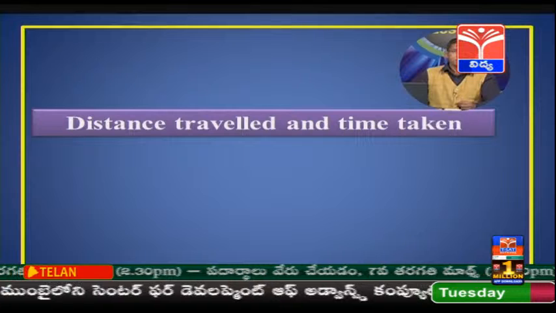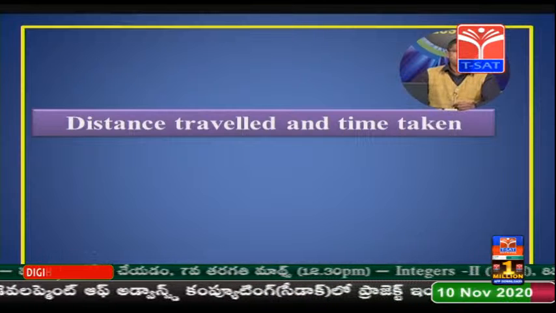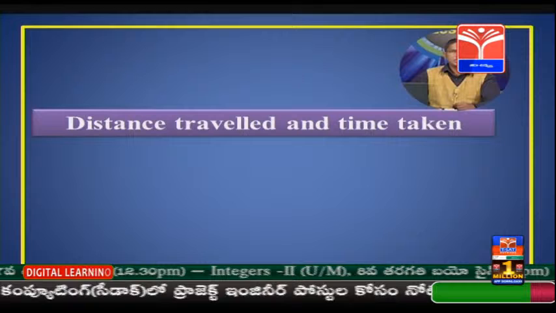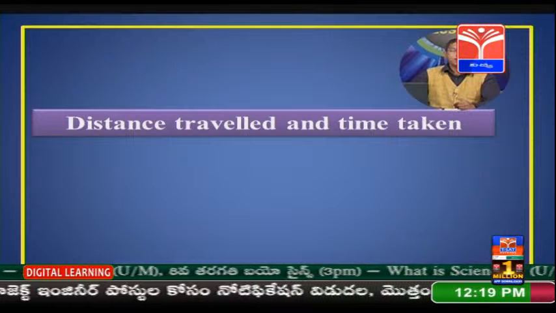Children, let us learn one more important concept. Before that, we will take an example. So, here distance travelled and time taken.